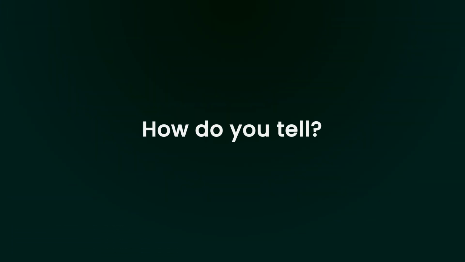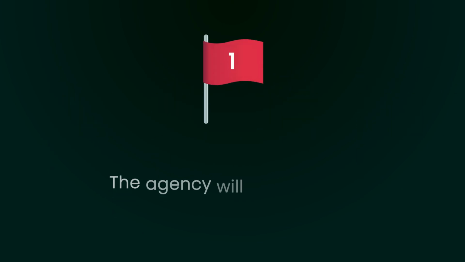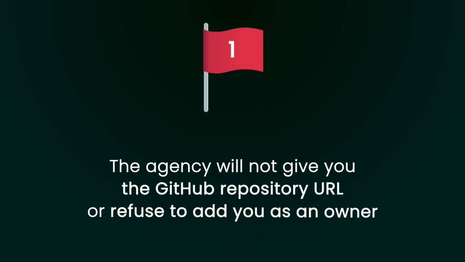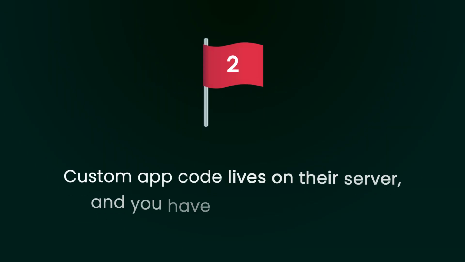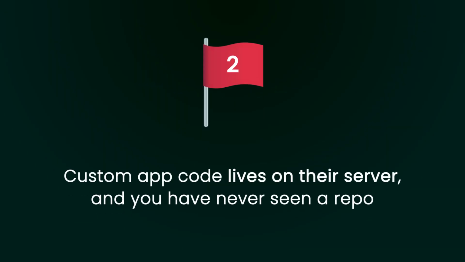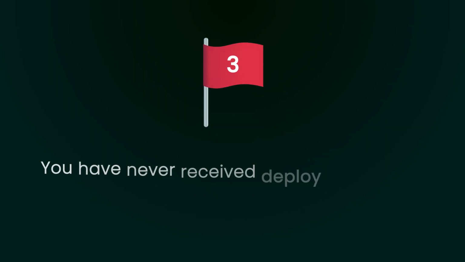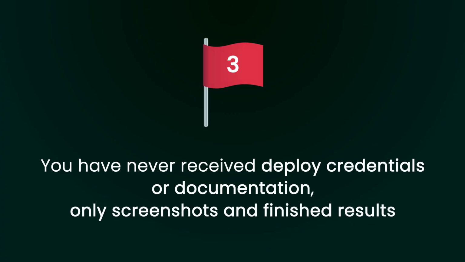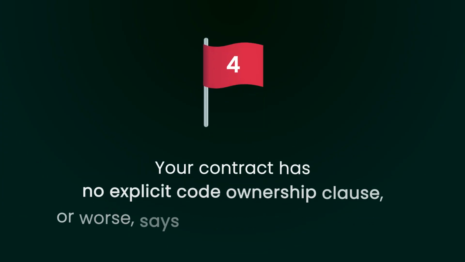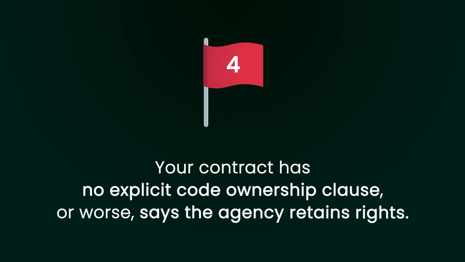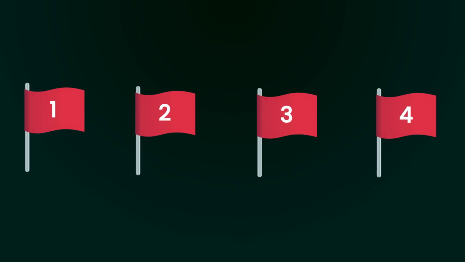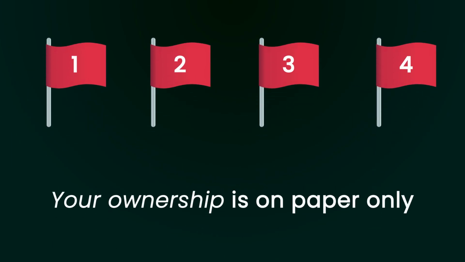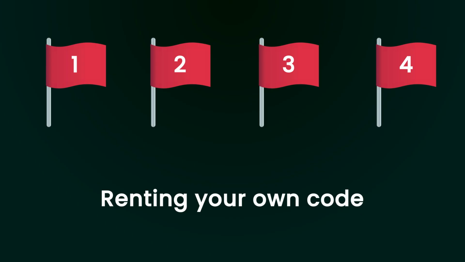So how do you tell? 4 red flags. First, the agency will not give you the GitHub repository URL or refuses to add you as an owner. Second, custom app code lives on their server and you have never seen a repo. Third, you have never received deployment credentials or documentation, only screenshots and finished results. Fourth, your contract has no explicit code ownership clause, or worse, says the agency retains rights. Any one of these means your ownership is on paper only. 2 or more, and you are effectively renting your own code.